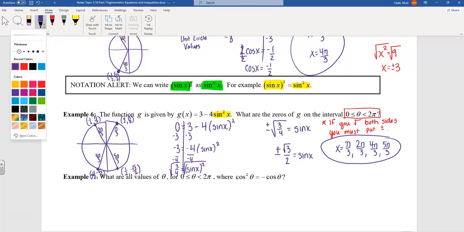They won't cancel. Because this is a square, it's not like 2 cosine. It's like having x squared and x. We can't put those together. So they won't cancel. If you divide off the negative, it's just going to move it to the other side. So you could, but it's not really going to help you get anywhere with it, because it just kind of moves it over.